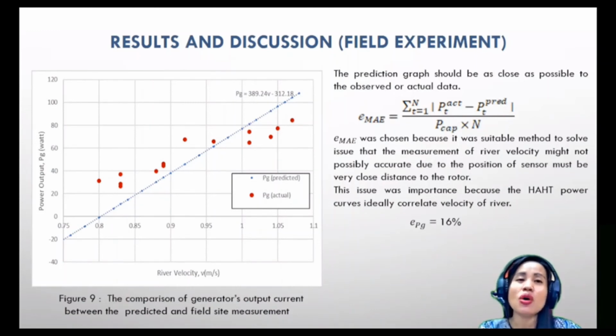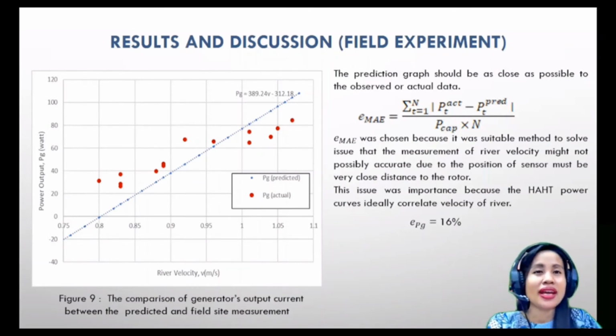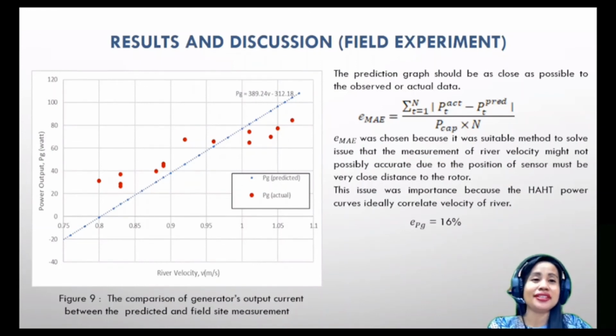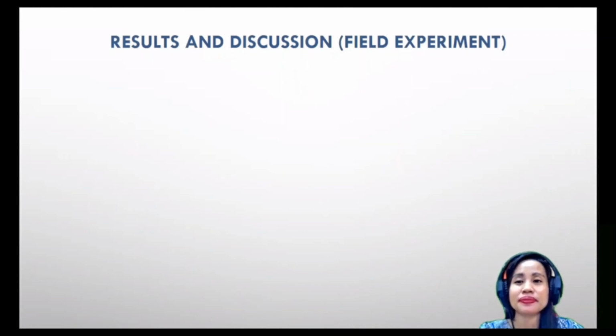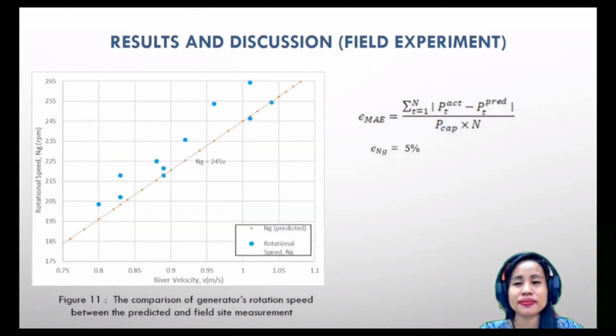Mean absolute error was chosen because it was a suitable method to solve the issue related to the measurement of the river velocity, which might not be accurate due to the position of the sensor or transducer, which must be very close to the rotor. This issue was important because the HAHT power curve ideally correlated with the velocity of the river. So from here we found out that the mean absolute error was 16% for PG, whereas for the prediction graph of NG, it only suffered from 5% of mean absolute error.